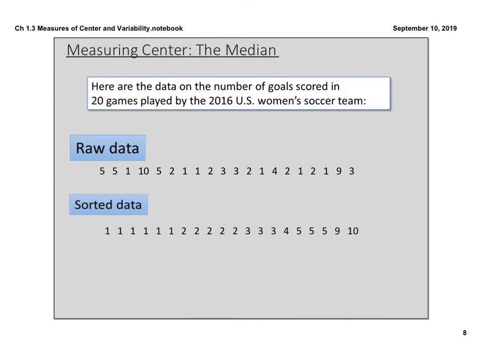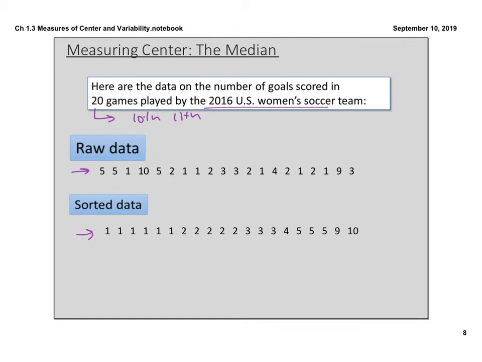Let's do our own median here. We're back at the 20 games of the 2016 women's soccer team. Again, that was our raw data. They took our data and sorted it for us. The 20 games tell me, since it's an even number of data points, that I'm going to be between 2 points. I'm going to be between the 10th and 11th point, because there's a group of 10 below and a group of 10 above, and I need to be between the 2.